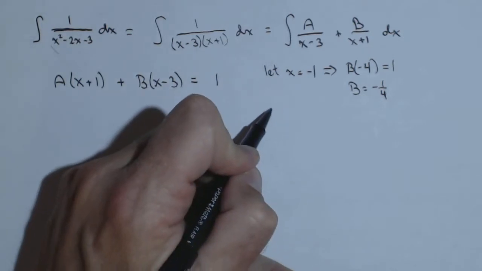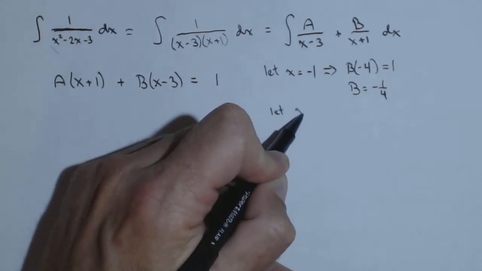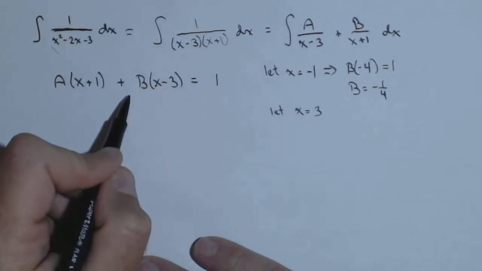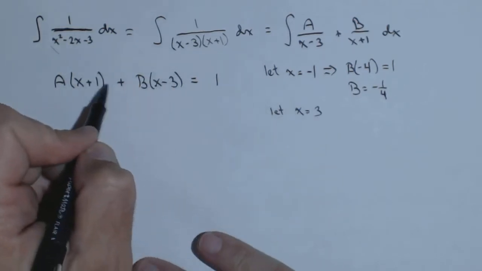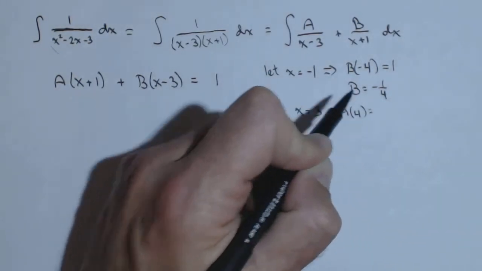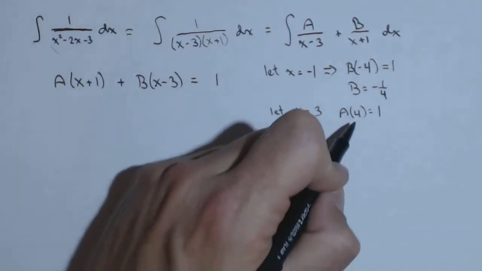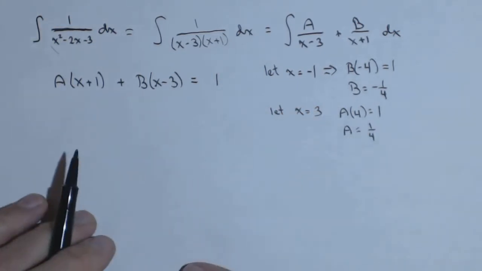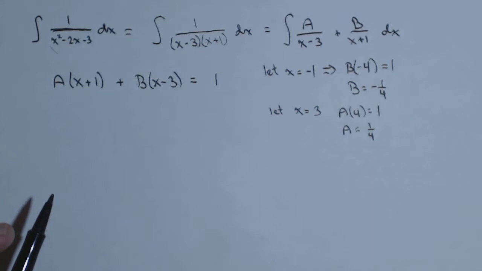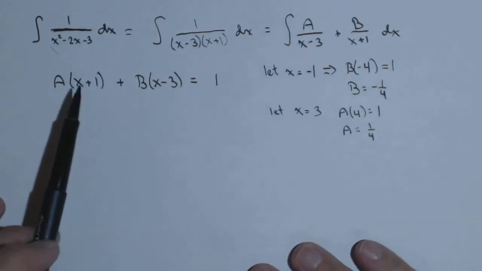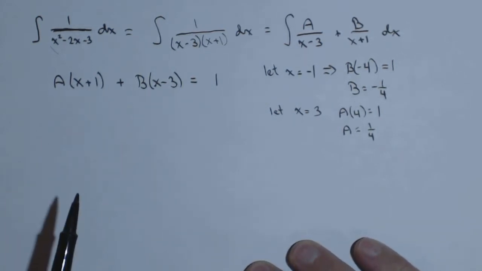We can do something really similar to get A. We're going to let x this time be 3 and plug it into here. That'll zero out this part. That gives us A times 4 equals 1. And so A equals 1/4. This method works quite often on these, but not every time. If you don't do it that way, you can create a system of equations to solve for A and B.